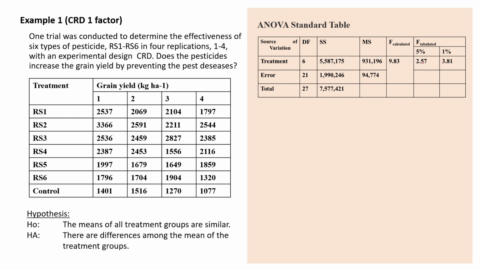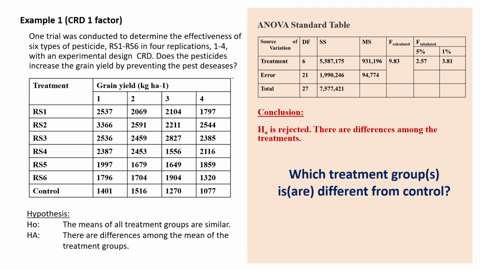So from this result, you are able to conclude that there are differences among the treatment groups. But which one is different compared to another one, we actually do not know. So the conclusion based on this ANOVA table is that the null hypothesis is rejected and therefore there are differences among the treatments. The question here is which treatment group is different from the control?